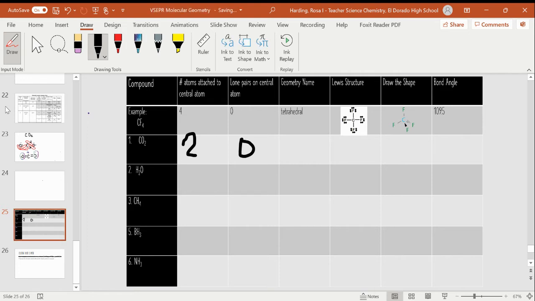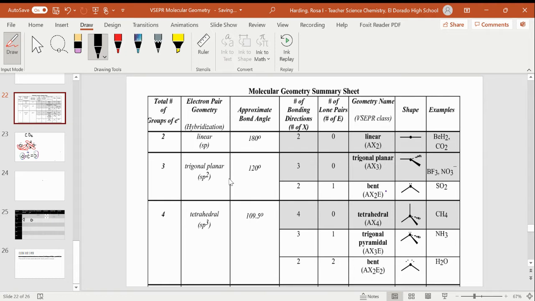Now using this information, we come up here and look for the information here. We need to see a 2 for bonding directions and a 0 for lone pairs. So 2 and 0 is what we would be looking for first. The geometry name here is linear. It's a linear type of geometry, and this is the shape it would take. It would just be straight, which we already have it like that.